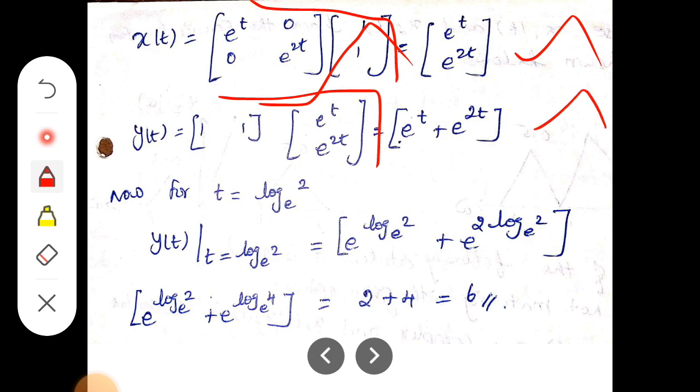So this is the final y of t, but it is required for t is equal to log e 2. So substitute t is equal to log 2. So substitute here: e power log 2 plus e power 2 log 2. E power of log will be replaced in terms of e, only the coefficient is considered. So 2 and 4 will be taken as the countable values. So 2 plus 4, the final answer is 6. So this is the final answer for the given problem.